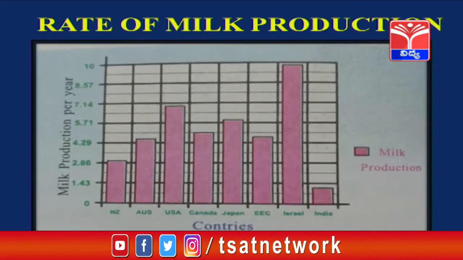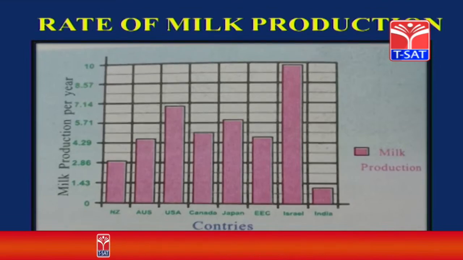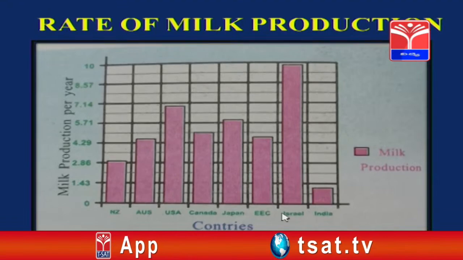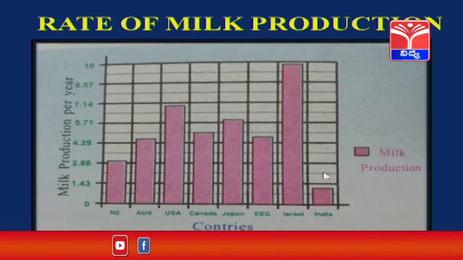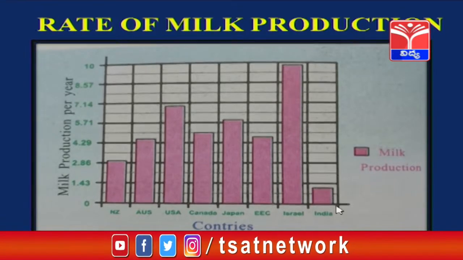And here you can see the rate of milk production in different countries. You can see Israel is in the topmost leading position in the production of milk, whereas in India, though it is a very big country, the production of milk per year is very less. Why? What is the reason? The reason is that we are not using special techniques or growing techniques. All those are not being used by us. So, that is why the production of milk is less for us.